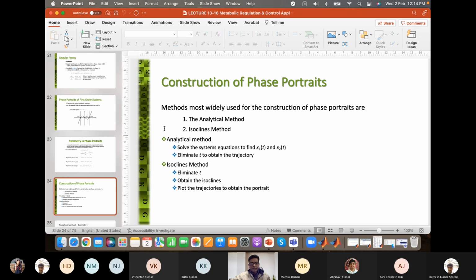The reason it's being done here is that by doing one such example, you get a very good understanding of how the whole thing works, and it is a method that actually gives you the knowledge of how these phase portraits actually really work. And so here also the first method is to eliminate t, then to obtain the equation for the isoclines, and then plot it on a phase portrait. Okay.